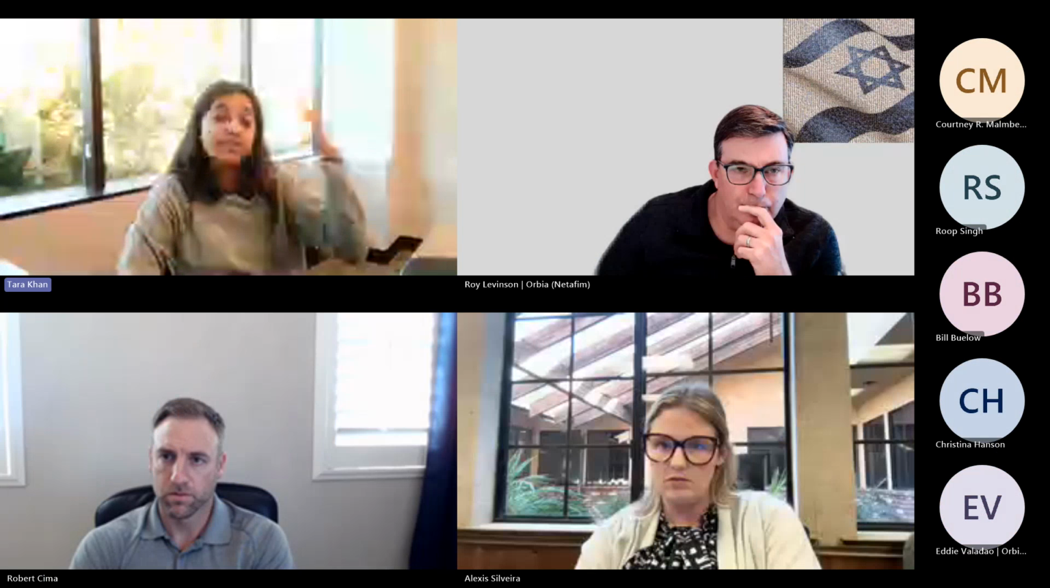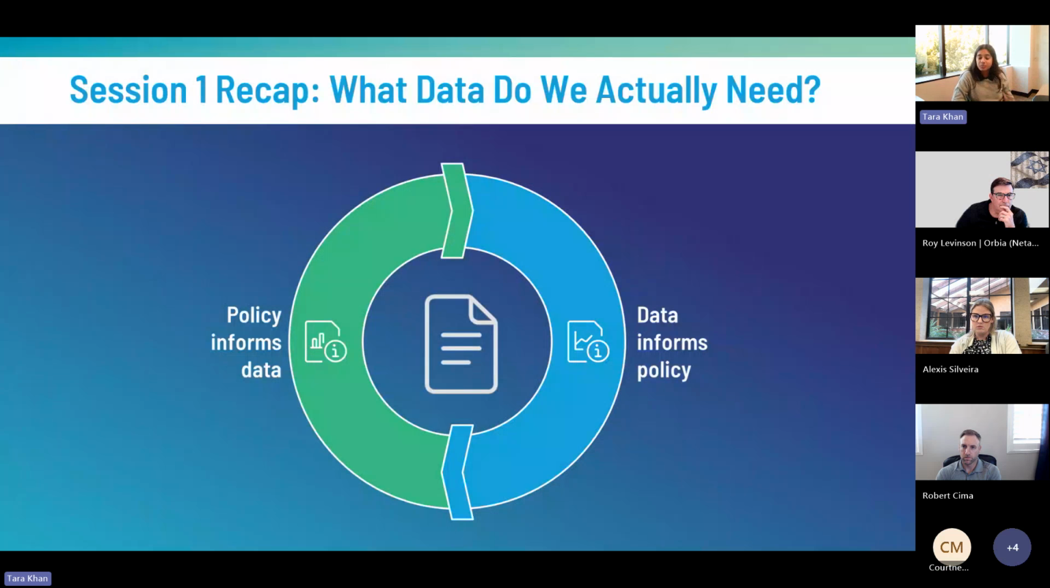Data, in turn, informs what policies you need to be implementing, helps us figure out where we're going next. It tells a story, and it helps us connect the dots.